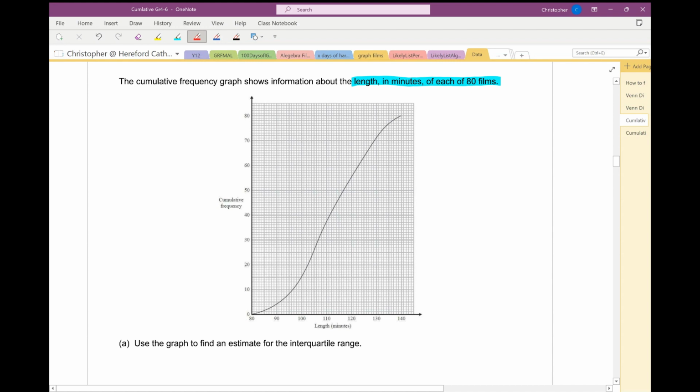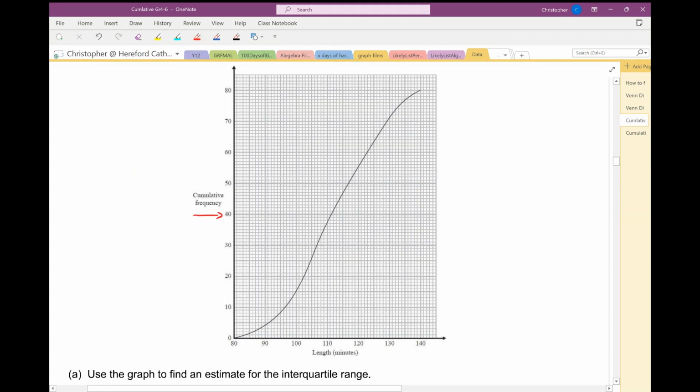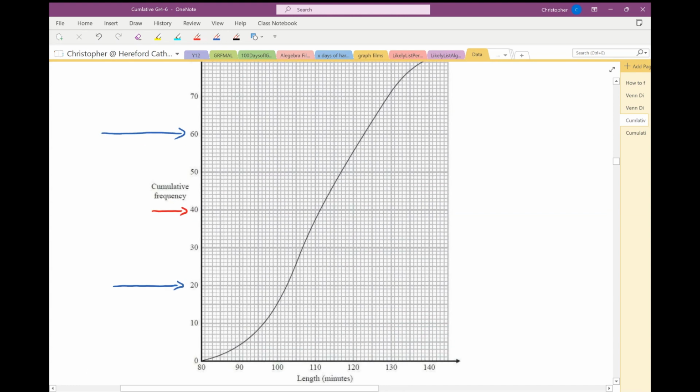Right, well, I've got 80 films in all. Now, the length of the 40th film, that would be the median. But I'm not interested in that because I'm interested in the lower quartile and the upper quartile. If the median is the 40th one, then the lower quartile is going to be the length of the 20th film, and the upper quartile is going to be the length of the 60th film. So let's use our graph to work out an estimate for the length of the 60th film, first of all.